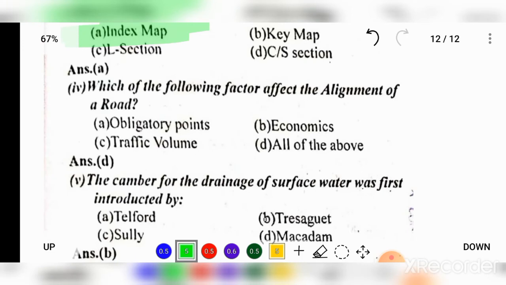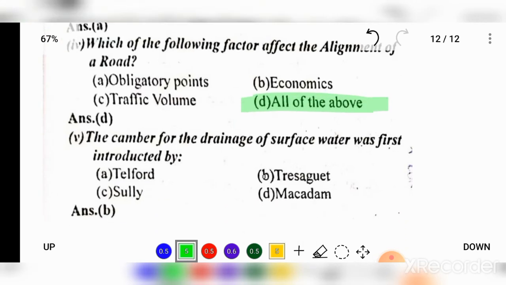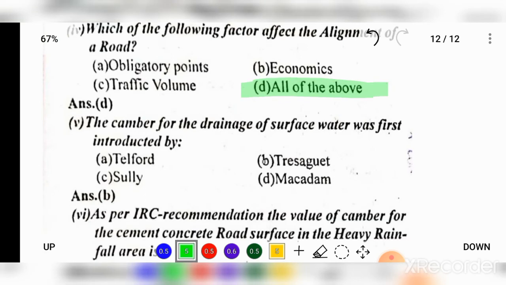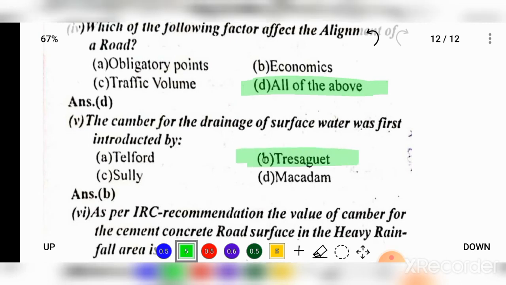Which of the following factors affect the alignment of a road? सब कुछ affect करता है, चाहे obligatory हो, traffic volume हो या economics हो. Right? तो इसका answer हो जाएगा D. The camber for the drainage of surface water was first introduced by Trésaguet. ठीक है, answer है ये Trésaguet.